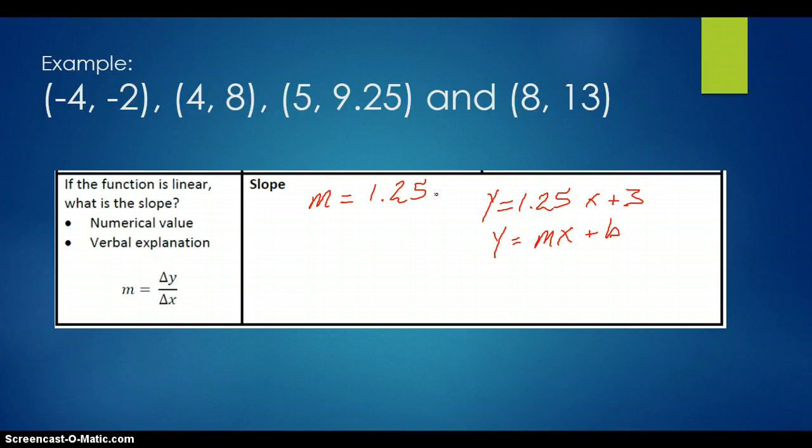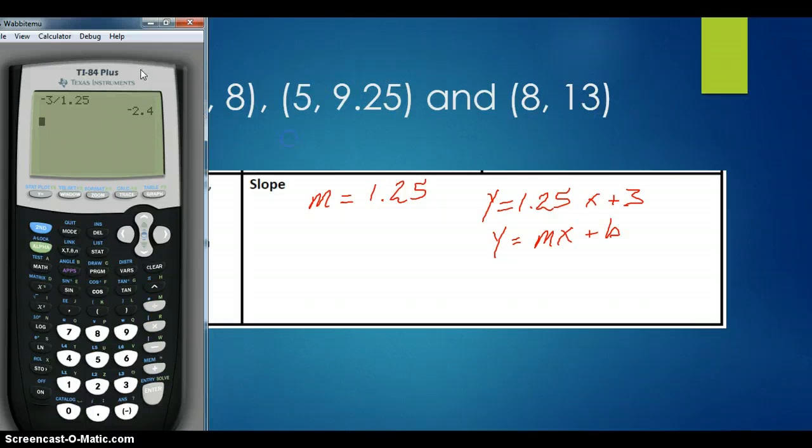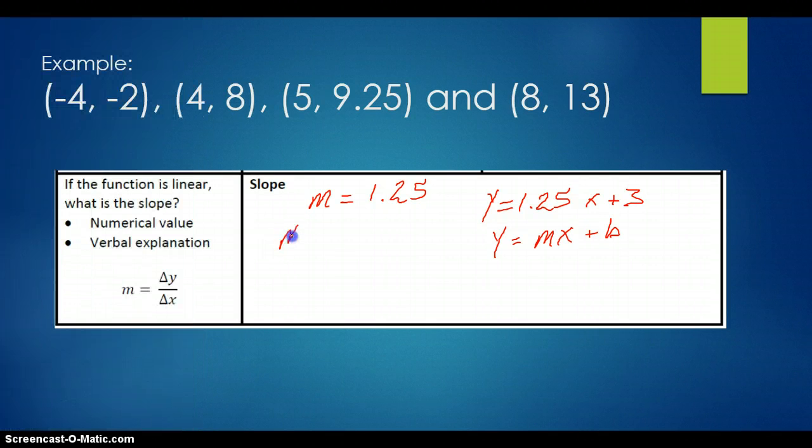Well, I don't necessarily like having a decimal for slope. It's not as descriptive. It doesn't help me as much as a fraction does. So let's put 1.25 in our home screen, and then let's do math, and we're going to turn it into a fraction. And so it is m equals 5 over 4.